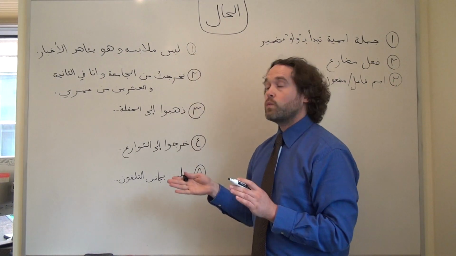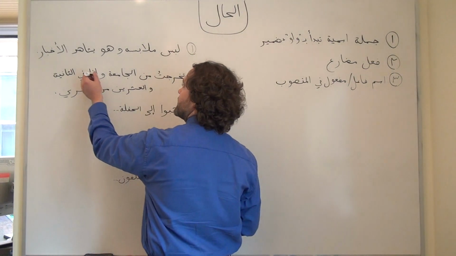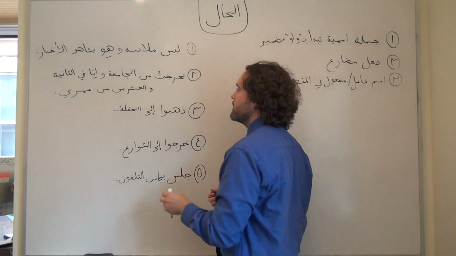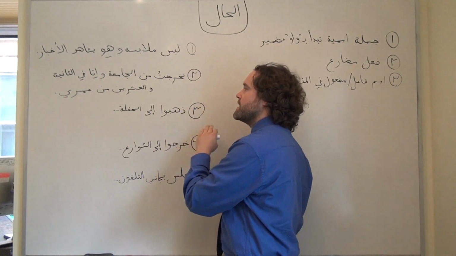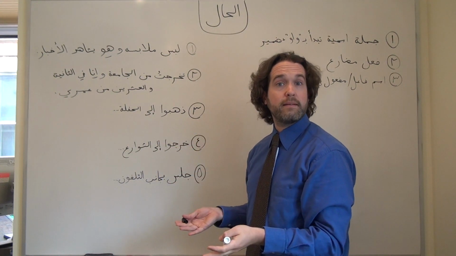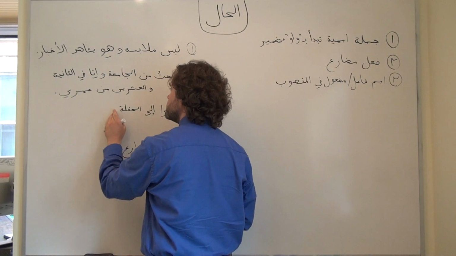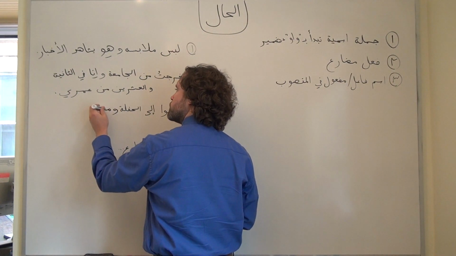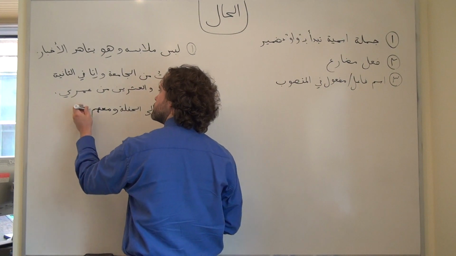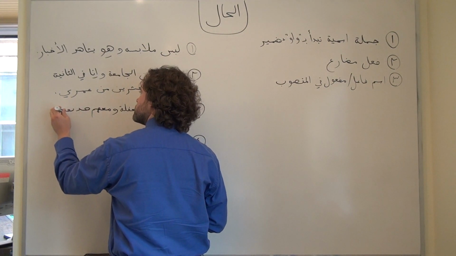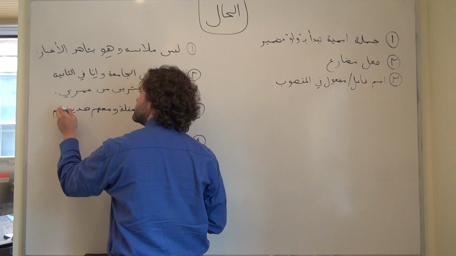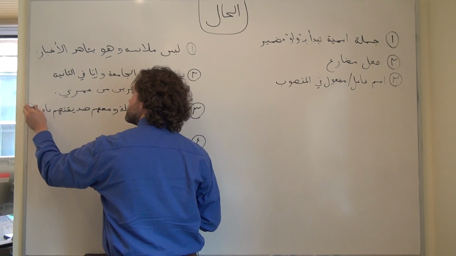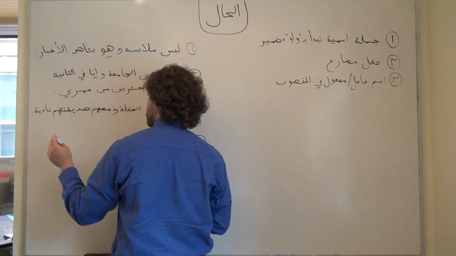As I said, we don't always need a subject pronoun like ana or huwa. We can also use a possessive pronoun. For example, if we wanted to say they went to the party with their friend Nadia, we could say ذهبوا إلى الحفلة ومعهم صديقتهم Nadia.